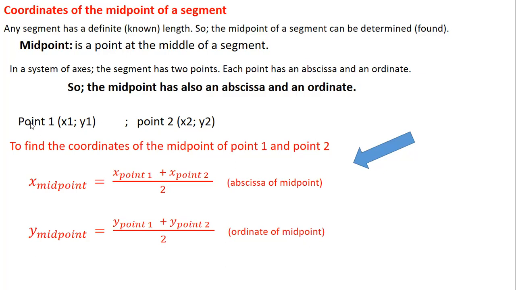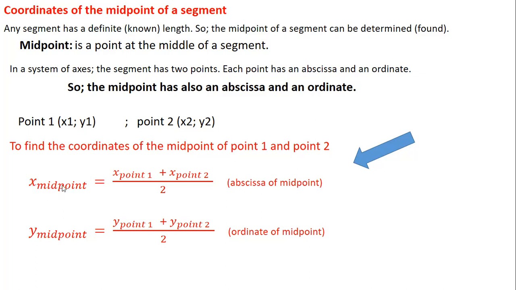For example, if I gave you point 1, A, B, C, D, whatever its name, it has an abscissa 1 and an ordinate 1. Also, point 2, it has any name, it has abscissa 2 and ordinate 2. To find the coordinates of the midpoint of point 1 and point 2, these are the rules. The first rule is how to find the abscissa of the midpoint. The second rule is how to find the ordinate of the midpoint.